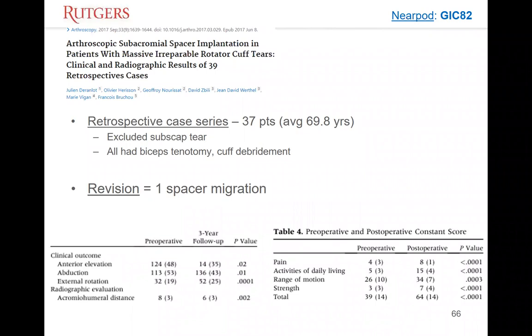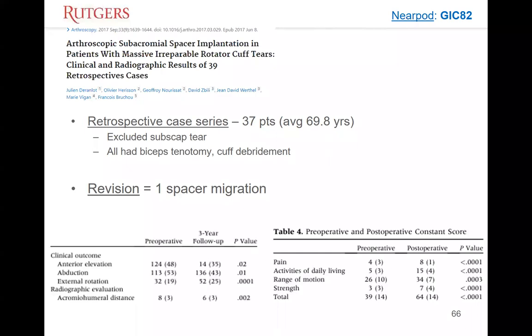Another retrospective case series from France evaluated 37 patients. All had biceps tenotomy and cuff debridement at the time of surgery with a follow-up of about 3 years. And at final follow-up, forward flexion, abduction, external rotation had all improved. Constant scores went from 39 to 64. And interestingly, the scores continued to increase from 1 year to final follow-up. However, the acromiohumeral distance again decreased from 8 millimeters to 6 post-op.